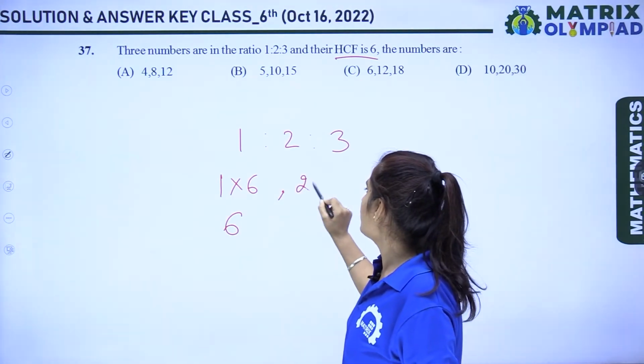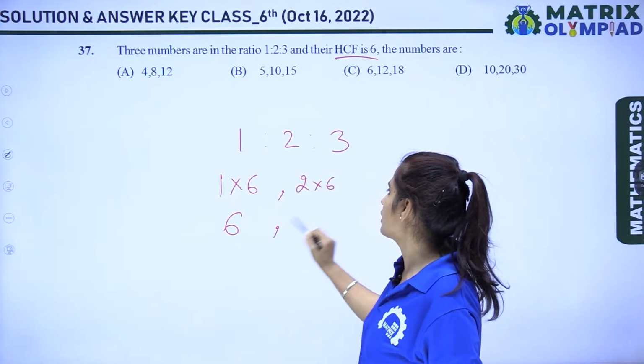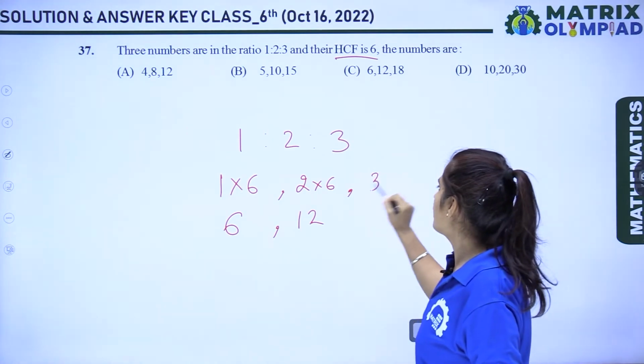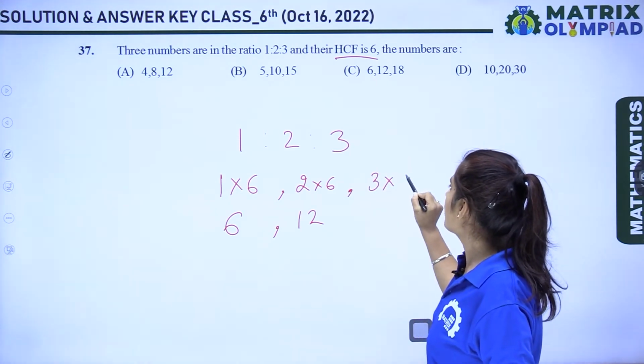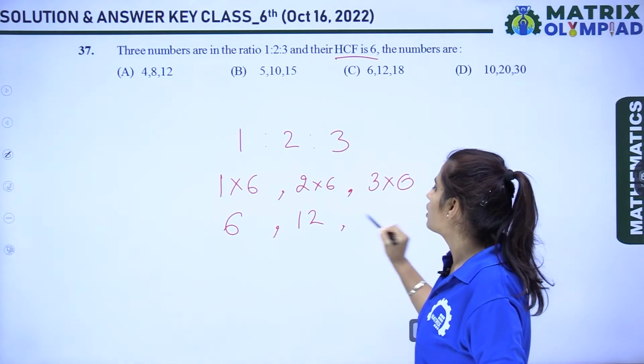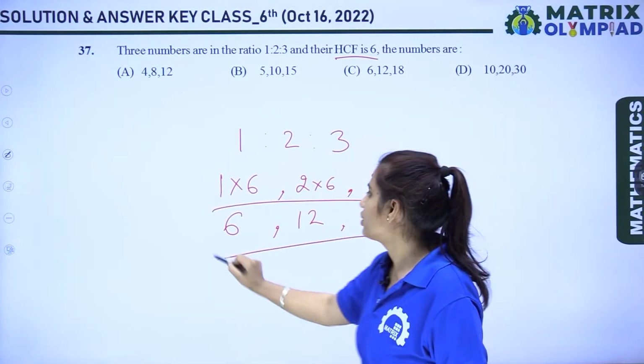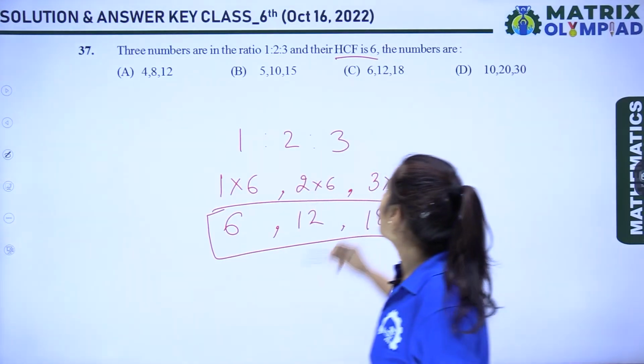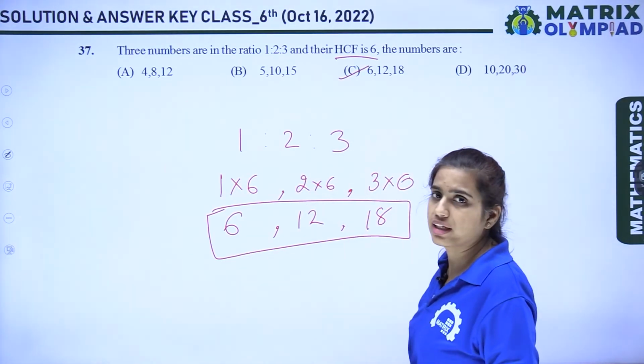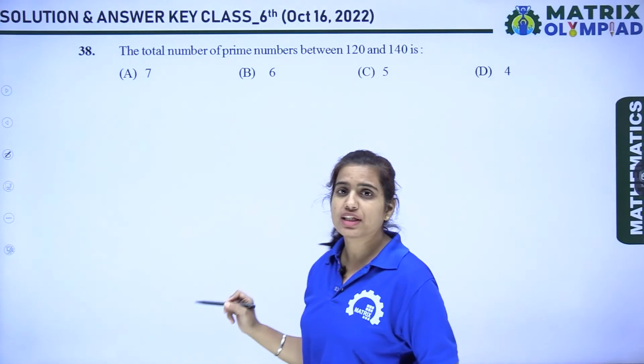Now the second number will be 2 multiplied by 6, that is 12. The third number is 3 multiplied by 6. Now the third number will be 18. So these are the 3 numbers. So option C is the correct answer. Now let's begin with the next question.